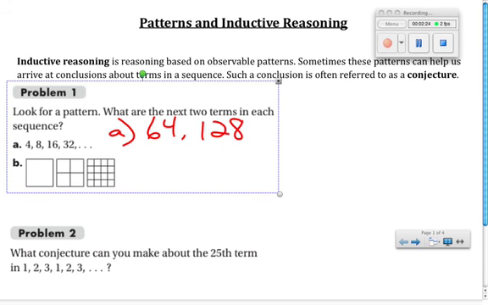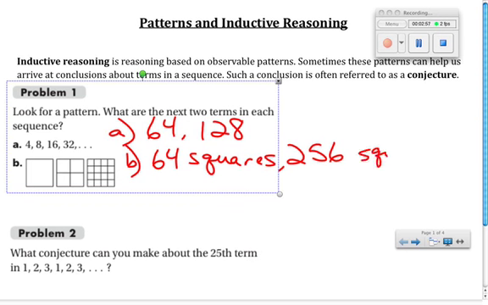I'm multiplying by 4. Yes, so again, I'm not going to draw the diagram because that would be really time-consuming and tedious, but I'd hope that you would realize that in this third term, I have 16 squares. So in the next term of the sequence, I would have 64 squares. And then in the diagram after that, I would have 256 squares.